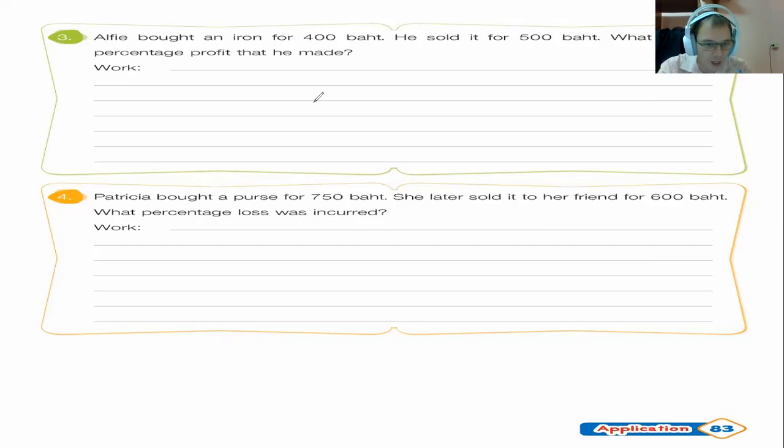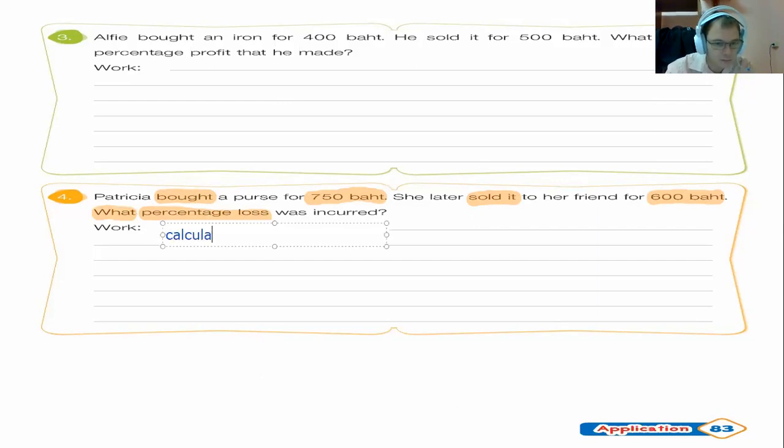So now we have to mark. Bought is our purchase price, 750. She then sold it to a friend for 600, selling price. So what percentage loss? So first we have to calculate the loss. How do we do that?